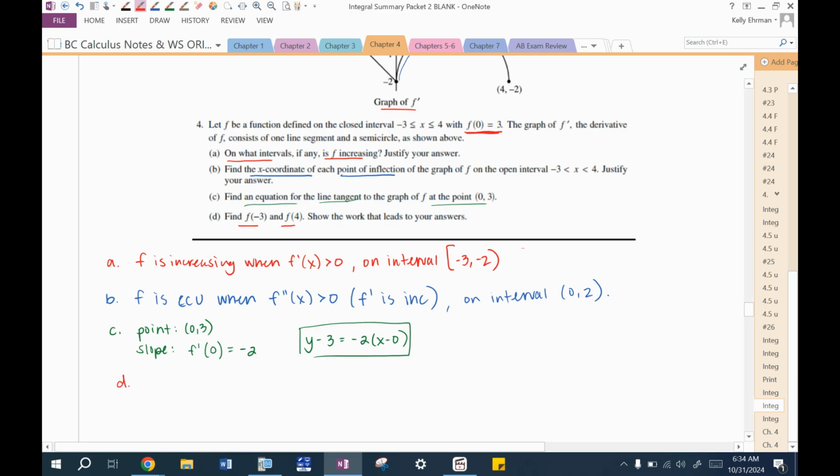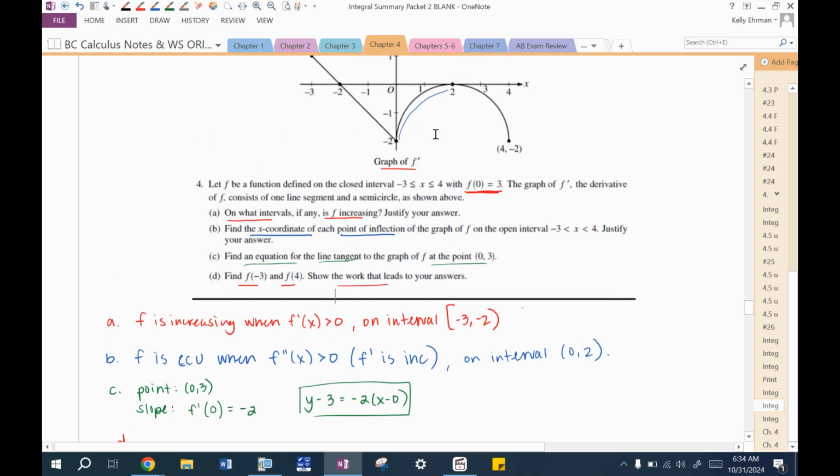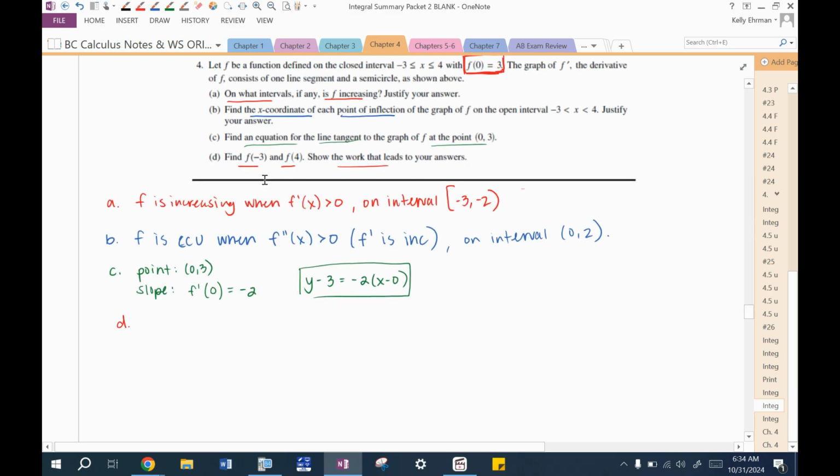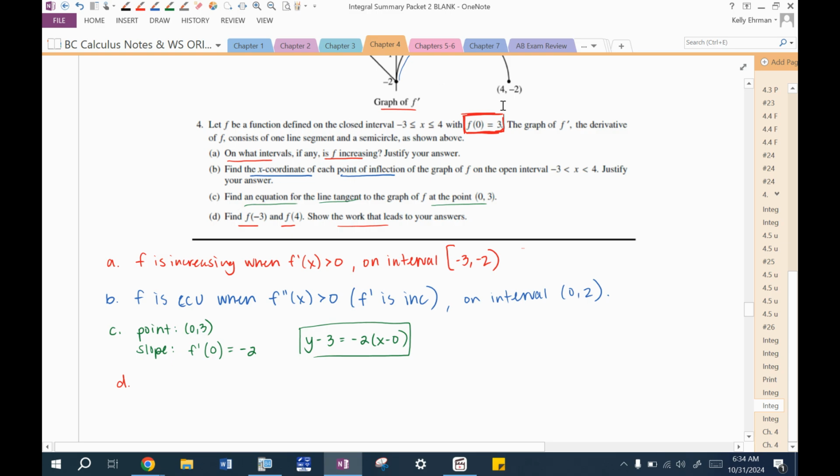Find f of -3 and f of 4. Show the work that leads to your answers. So when you're finding points and you're given derivative information, you should be setting up the fundamental theorem of calculus. So remember, the point that you're working with is f of 0. So if I'm finding f of -3, that's left of 0, right? So it's going to be f of -3 plus the change in position from -3 to 0 of f prime of x dx is equal to f of 0, right? Start at -3, add the change in position, land at this endpoint, which is 0.